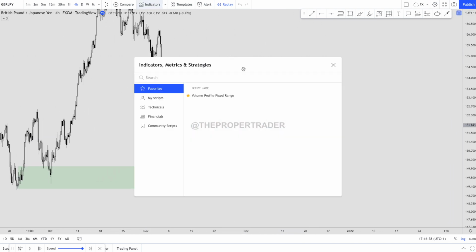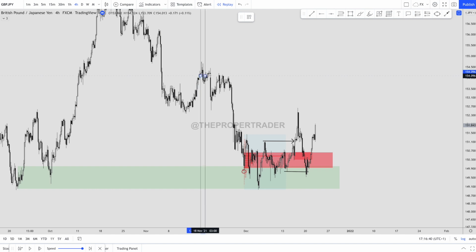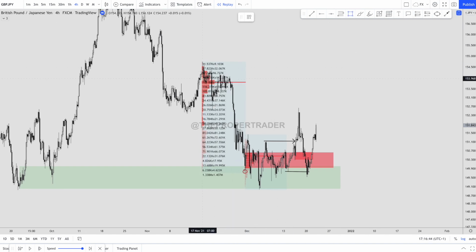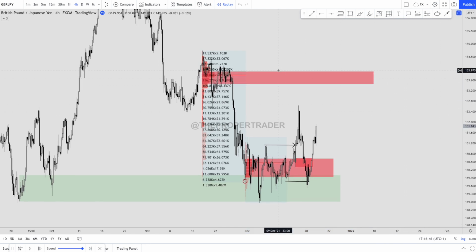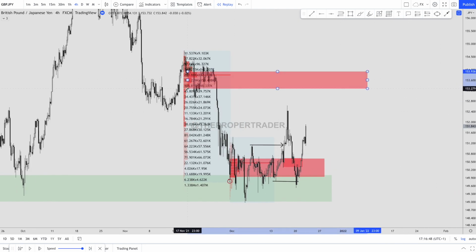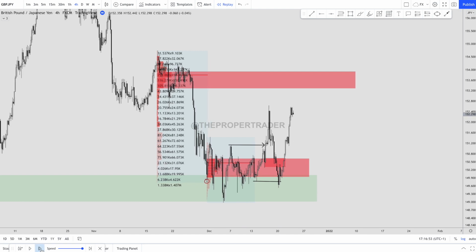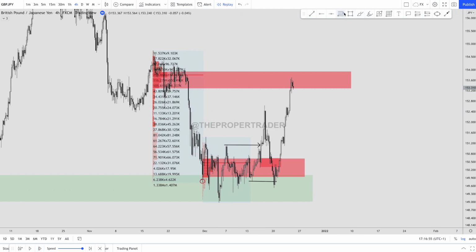So if I want to determine my target from high to low, I know that the point of control is here. That could be a nice target because this is where the highest volume has been injected in the market. So that could be a nice take profit for this trade. And you can see that the market reacts perfectly where the highest volume has been transacted.